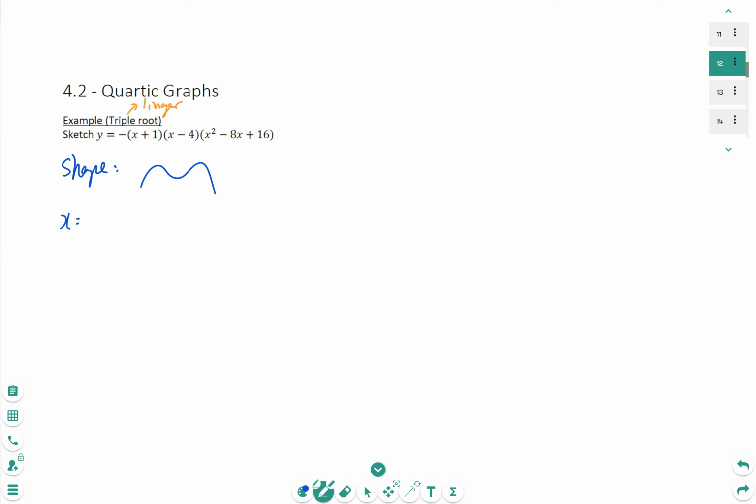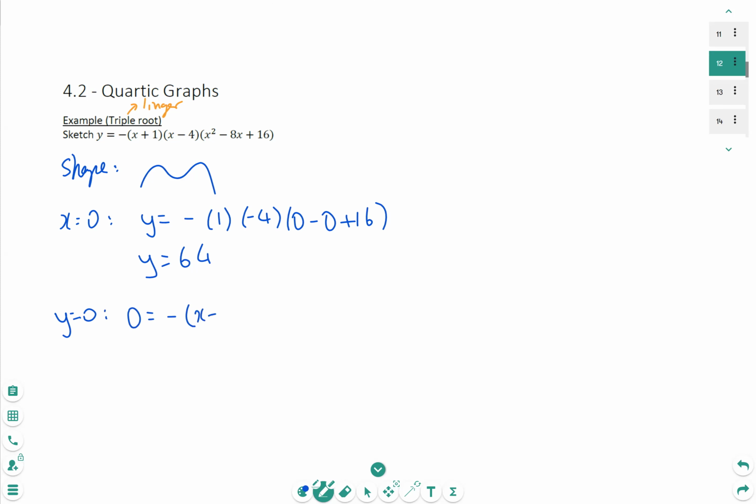Next, when x equals 0, then y equals negative times 1 times negative 4 times x squared 0 minus 0 plus 16. I plug the whole thing in the calculator, and it should give me 64 again. Okay, 64. When y equals 0, then 0 equals negative (x plus 1) times (x minus 4) times (x squared minus 8x plus 16). From these two answers, we can tell x equals -1 or x equals 4.